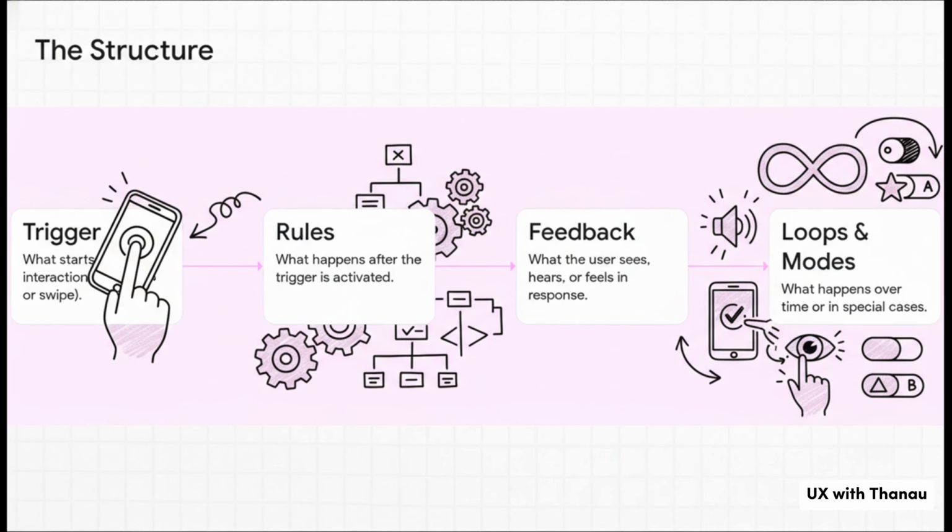It all starts with a trigger, that's you clicking or swiping. Then the system follows a set of rules for what to do. Next, and this is key, it gives you feedback to show you what just happened. And finally, there are loops and modes, which basically figure out what happens next time, or if something changes. Once you get this formula, you've pretty much unlocked the secret to making things feel clear and satisfying for users.